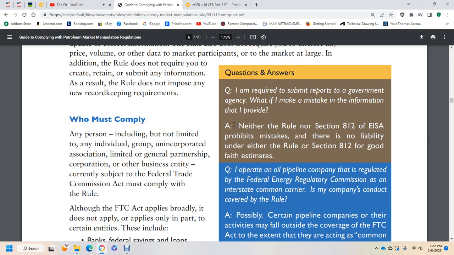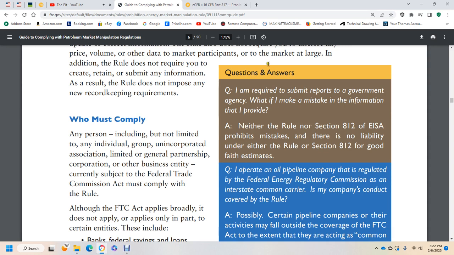Question and answer. Q: I am required to submit reports to a government agency. What if I make a mistake with the information I provided? A: Neither the rule nor section 812 of the Energy Independence and Security Act prohibits a mistake. Therefore, there is no liability under the rule or section 812 for a good faith estimate.